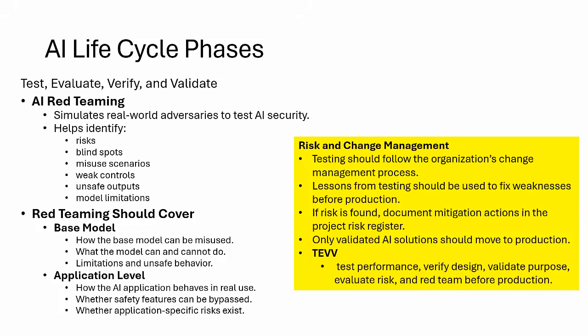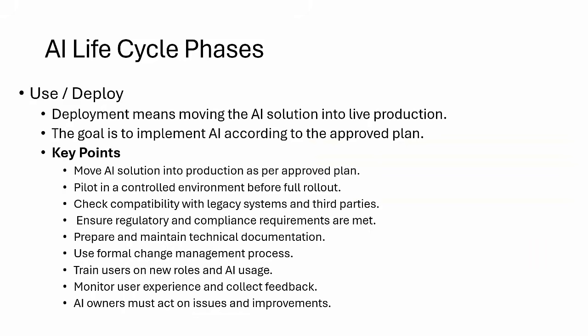So testing should follow the organization's change management process. Lessons from testing should be fixed. If risk is found, we need to document the mitigation and document it in the risk register. And once it is validated, then it moves to production. Now we're done with the testing. Now it's time to deploy the model in production. So here we're talking about the test environment, which should be identical to the production environment.